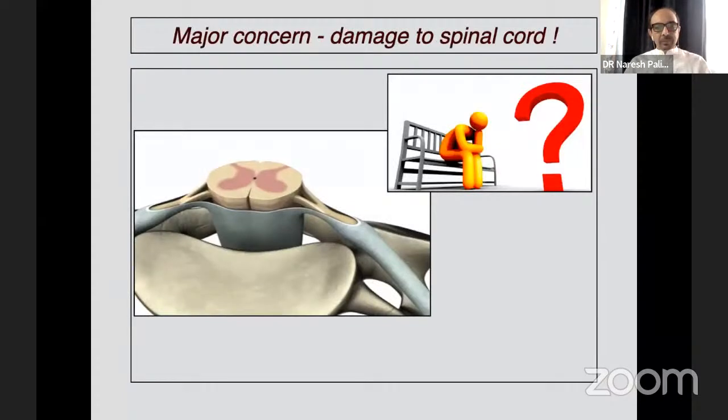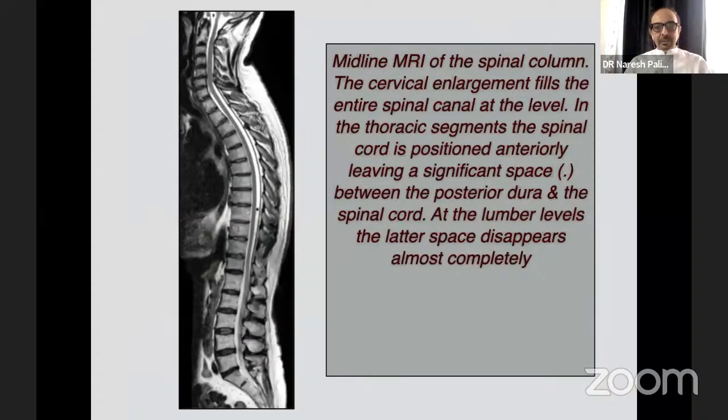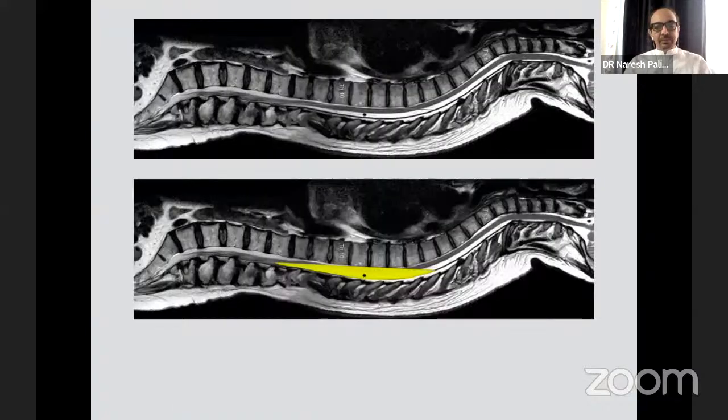Now coming to the first major concern, damage to the spinal cord. This is a midline MRI. The cervical enlargement fills the entire spinal canal at that level. In the thoracic segments, the spinal cord is positioned anteriorly, as you can see here, leaving a significant space between the posterior dura and the spinal cord. And at the lumbar levels, the lateral space disappears almost completely. This will be clearer in the next slide. Here you can see there is sufficient space to accommodate your spinal needle at this site.